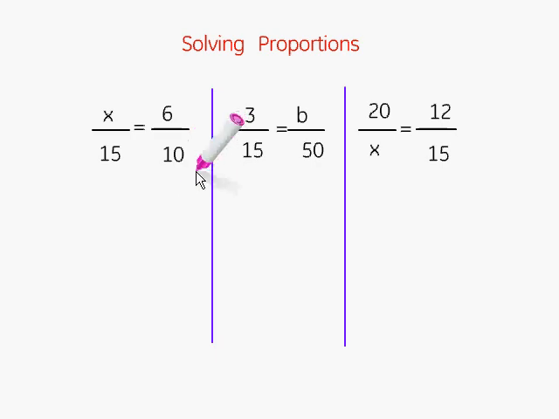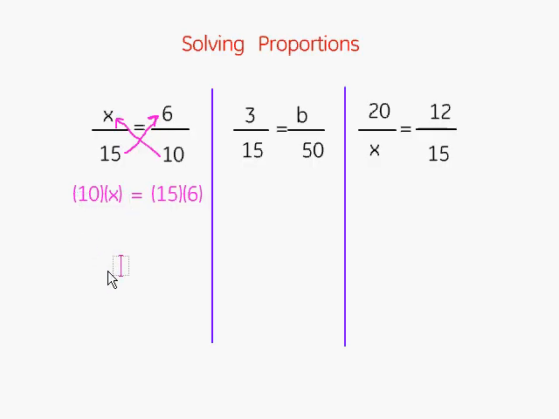To solve for x, we're going to use cross products just like in the last video. Remember, that means that we multiply the two numbers that are diagonal from each other. So if I do this here, I get 10 times x, drop down my equal sign, and then we get 15 times 6. Now we can simplify this down.